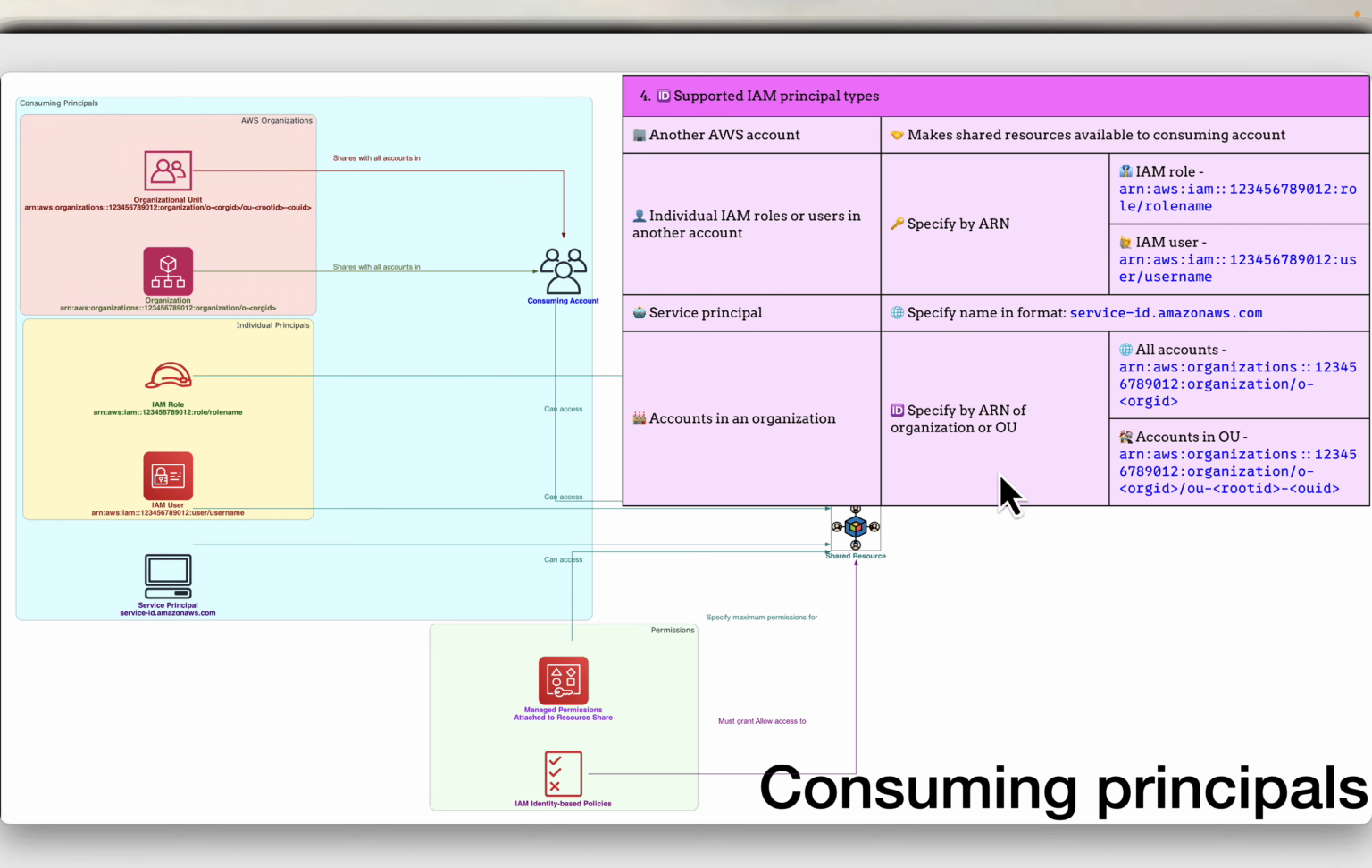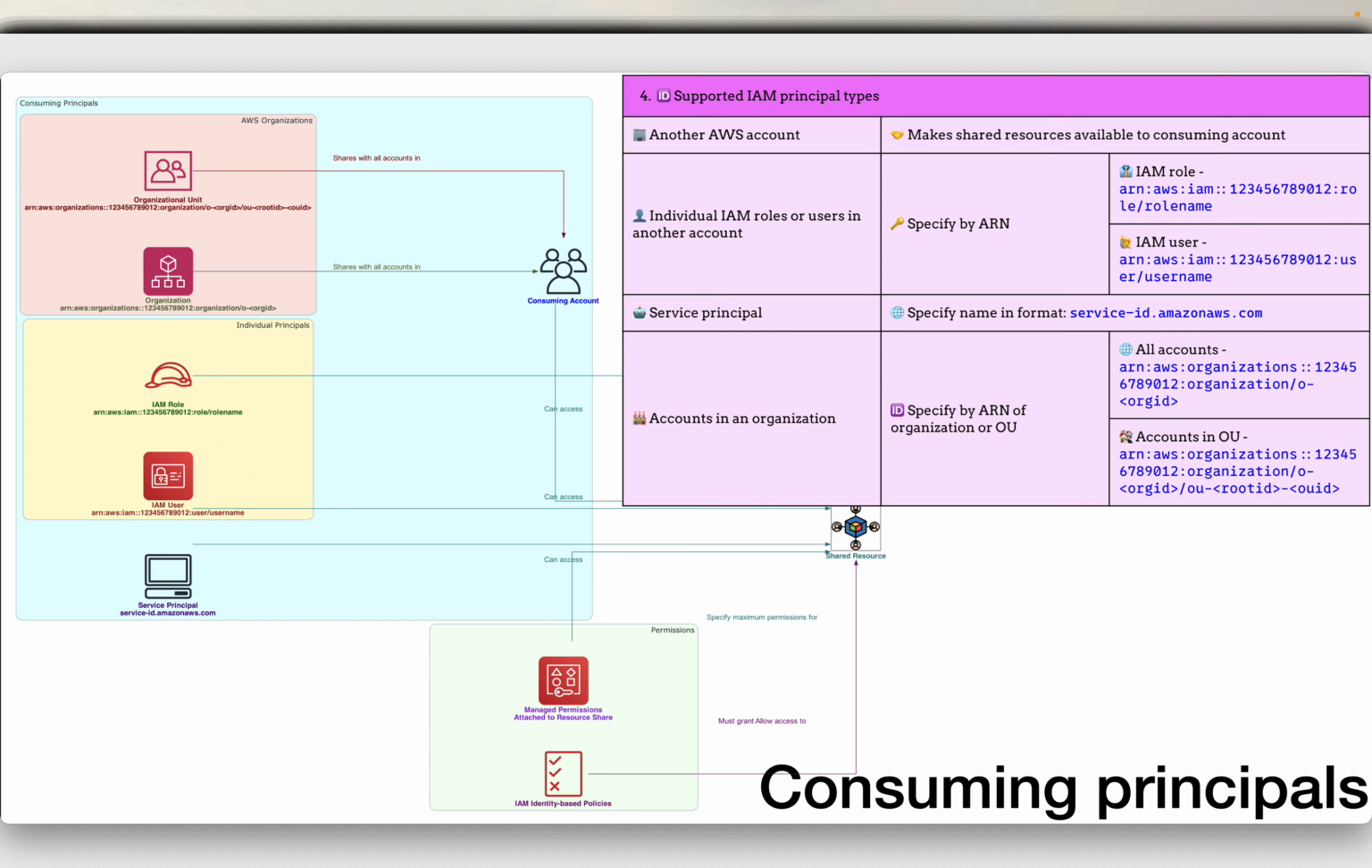And finally, you have accounts in an organization. So this is for the organization. If the sharing account is managed by an AWS organization, then the resource share can specify the organization's ID to share with all of the accounts in the organization. The resource share can alternatively specify an organizational unit OU ID to share with all of the accounts in that OU. A sharing account can share only with its own organization or OU IDs within its own organization.